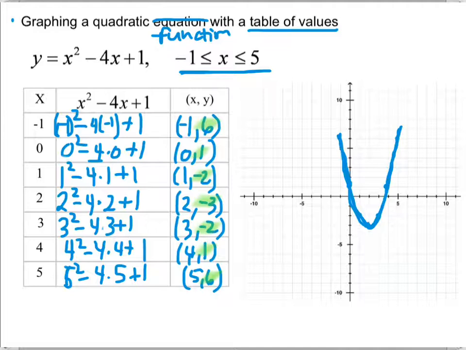As I increase the values of x by 1 every time, the y values appear to go down and then come back up. That's the feature of a parabola. So this right here is the graph of the equation y is equal to x squared minus 4x plus 1.